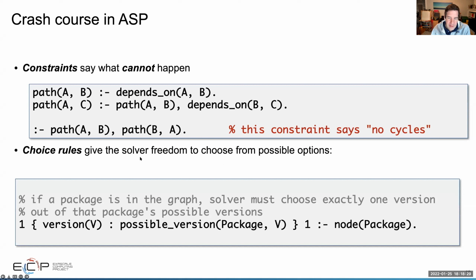And then the last thing that you have is you can give the solver a choice. So this is basically how we tell it how to make decisions. You can say if a package is in the graph, so node package, you can read this thing as if. The solver gets to choose, that's what these braces are, exactly one version, so at least one and at most one, from all the possible versions of that package. The capital letters are variables, so essentially these are filled in from facts that we tell the solver.